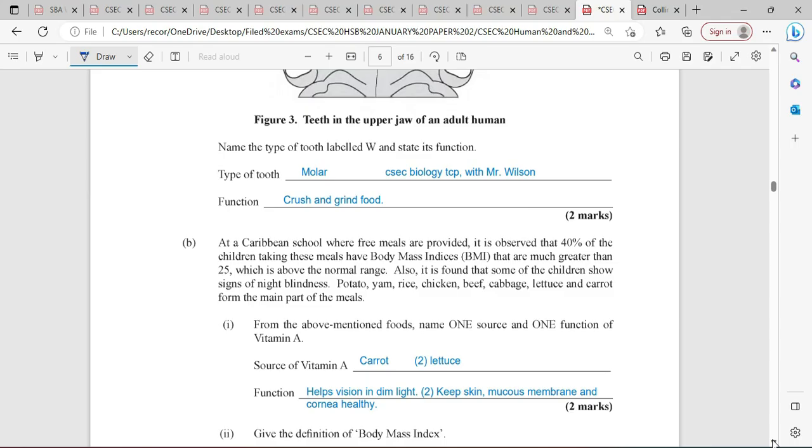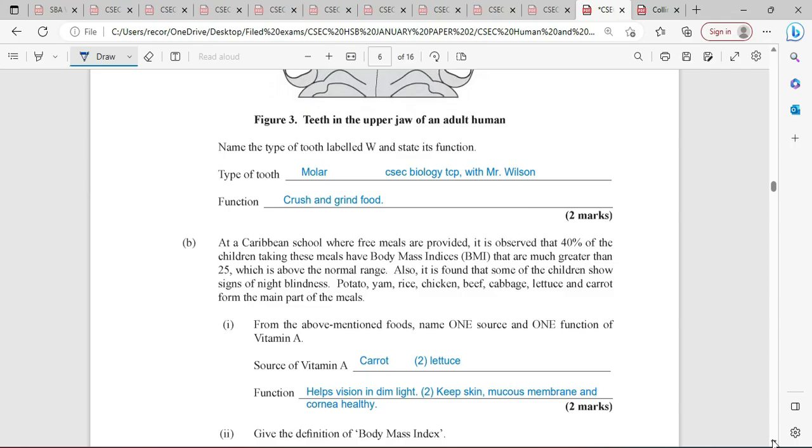Potato, yam, rice, chicken, beef, cabbage, lettuce, carrot forms the main part of the meal. So the staple or the carbohydrate here is going to be potato, yam, and rice. From the above mentioned foods, name one source and one function of vitamin A. We did more than one, but you should do just one in your exam.